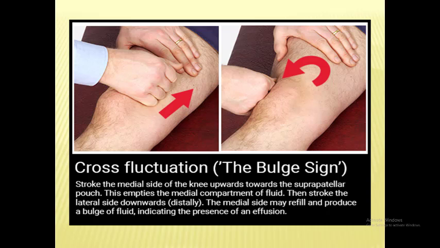For a minimal amount of effusion, there is the cross fluctuation test, or fluid displacement test, or what we call the bulge sign. The patient lies supine with the knee extended. You stroke upward with the edge of the hand on the medial side of the knee in order to milk the fluid from 10 centimeters proximal to the patella into the lateral compartment of the knee joint. Then continue pushing the fluid downward on the lateral side. Then push from the lateral side and notice any bulge due to accumulation of the fluid, or movement of the fluid toward the medial side again.